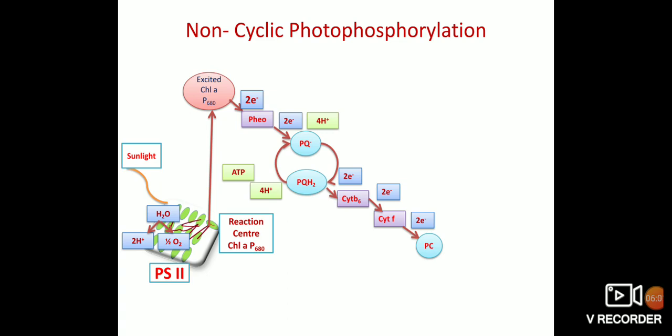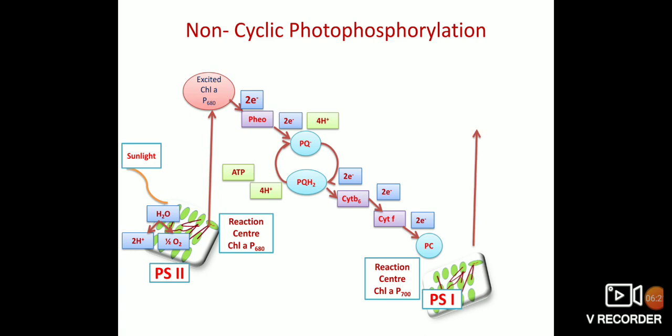Now, from cytochrome B6, the 2 electrons are transferred to cytochrome F, and from cytochrome F, the 2 electrons are transferred to plastocyanin. As this electron transfer is taking place through photosystem 2, photosystem 1 also absorbs the sunlight, and its reaction center, which is a chlorophyll A P700 molecule, gets excited and it liberates the 2 electrons.